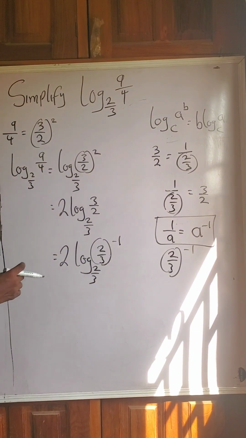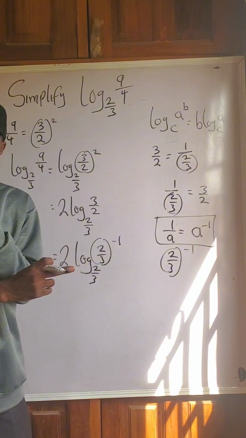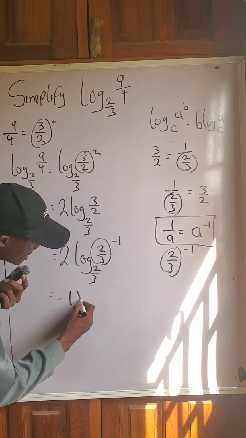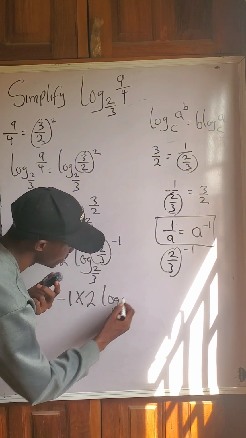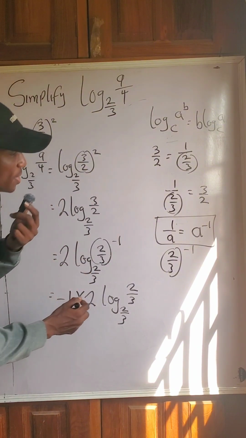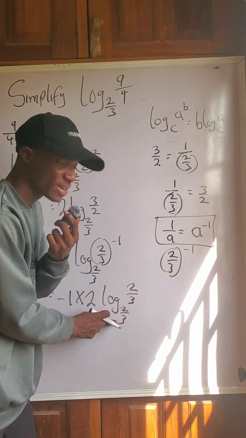Okay? Now, you are still going to make use of this law again, because now we have this logarithm raised to the power of negative 1. So for 2 over 3 raised to the power of negative 1, I'm going to have minus 1 times 2 log 2 over 3 base 2 over 3, right? So now, because we have the log of a number to the same base, 2 over 3 is the same as 2 over 3 here.